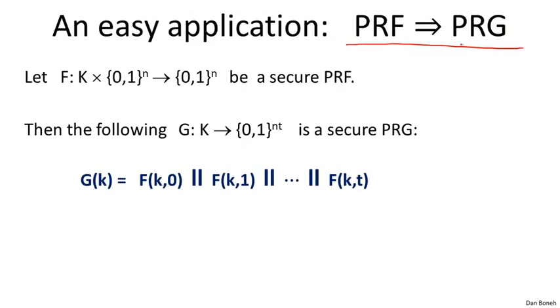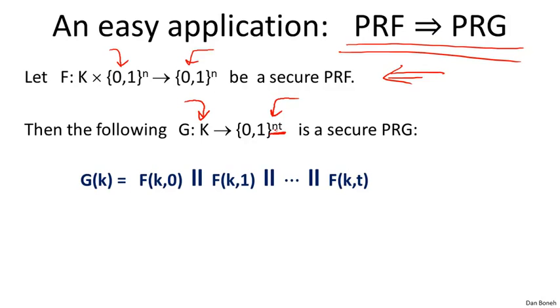Okay, so just to show you the power of PRF, let's look at a very easy application. I want to show you that in fact pseudorandom functions directly give us a very simple pseudorandom generator. So let's assume we have a pseudorandom function, which happens to go from n bits to n bits. Then let's define the following generator. Its seed space is going to be the key space for the PRF, and its output space is going to be t blocks of n bits each. So the output is a total of n times t bits, for some parameter t that we can choose.